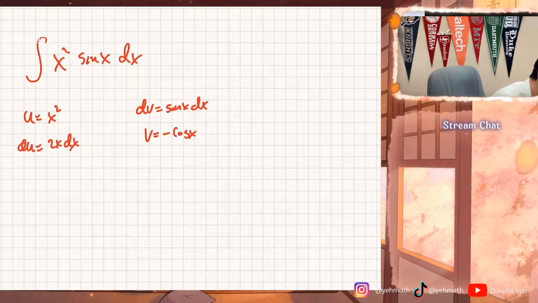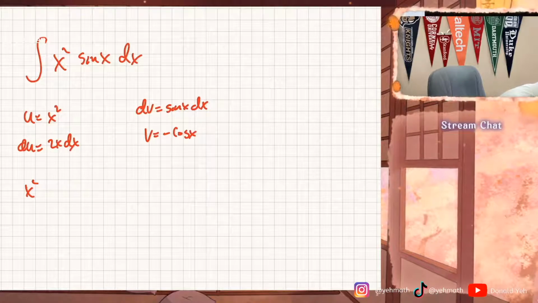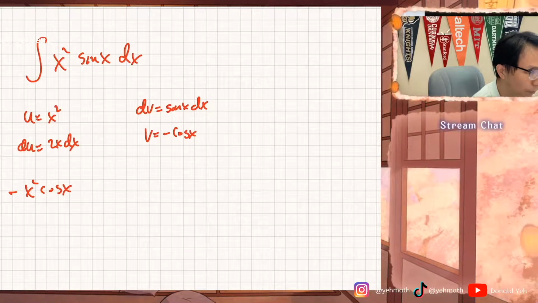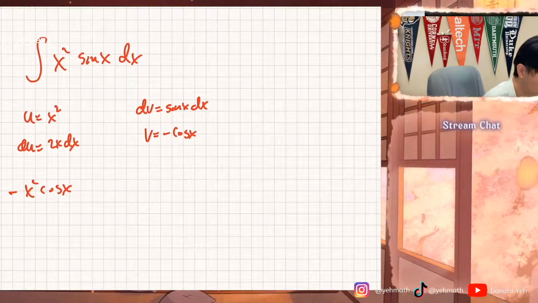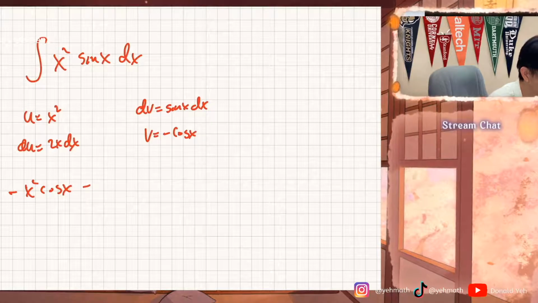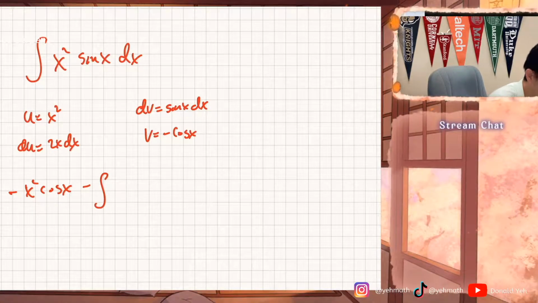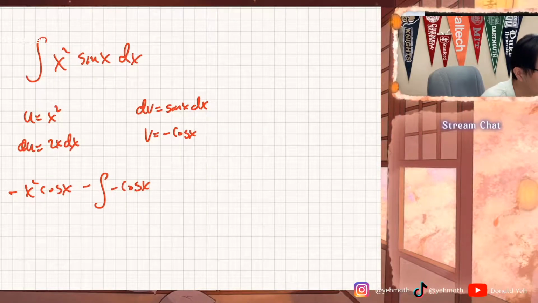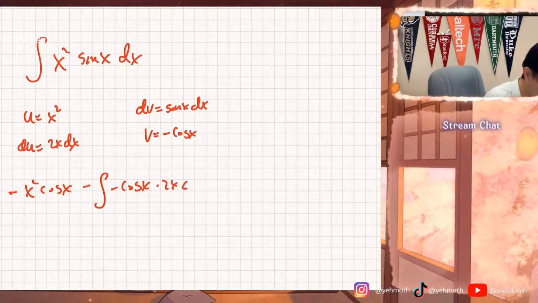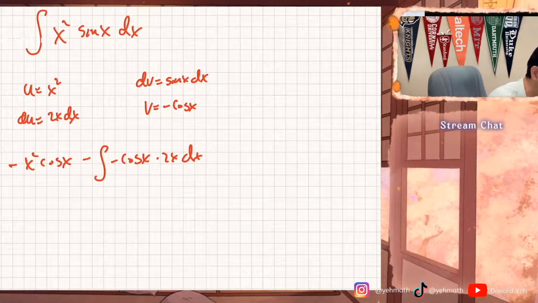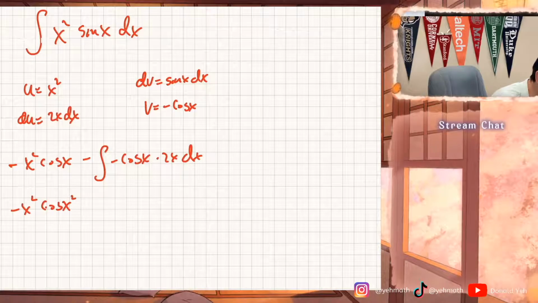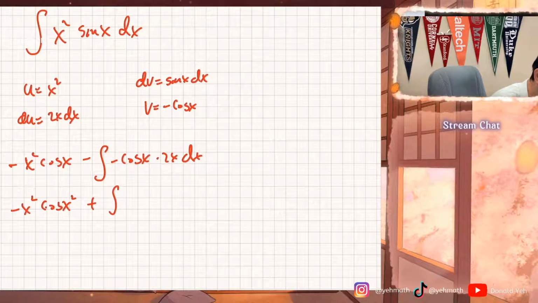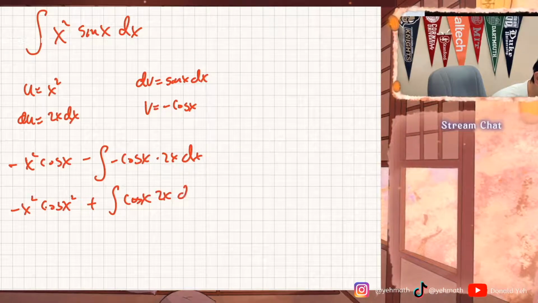So that's that. So we'll do uv, so it's x squared times cosine of x. Yeah, you put the negative in front. Minus the integration of negative cosine of x times 2x dx. So it'd be negative x squared cosine of x plus the integral of cosine of x times 2x dx.